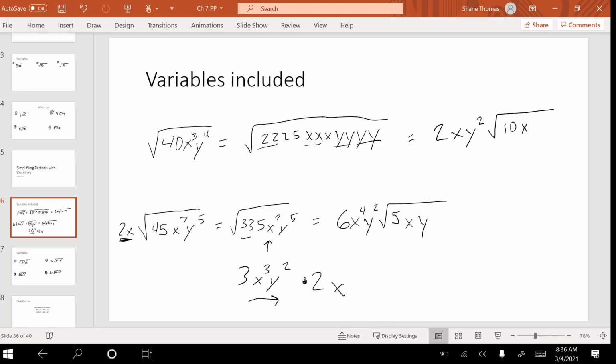Okay, it's the power rules we just did. This is 1. Combine like terms. 2 times 3 is 6. X's: 3 here, 1 here is going to give me 4. Y's is 2. It's exponential rules. We just did this. It's the beginning of the chapter. Multiplication, you add exponents.